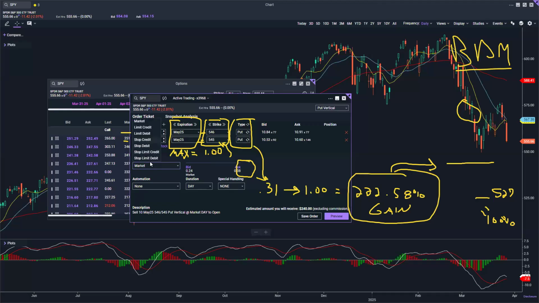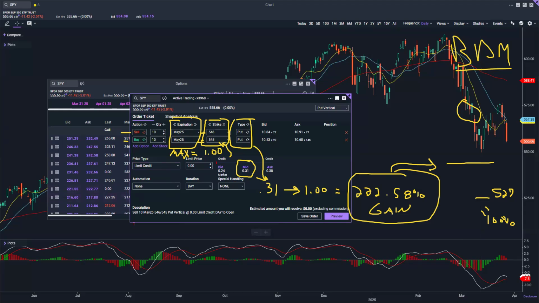So you never want to do a market order on any type of spread because you have two legs there that have a large difference between the bid and the ask, and both of those combined create a larger spread for the buy and then the sell. So make sure you guys are doing a limit debit order when you're buying it, and then a limit credit order when you're selling that trade.